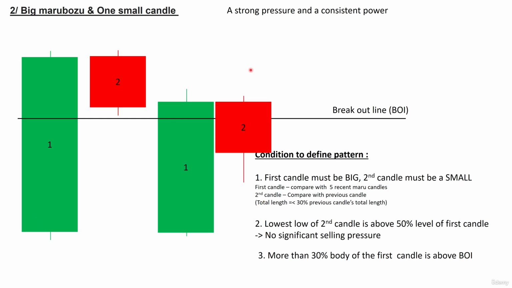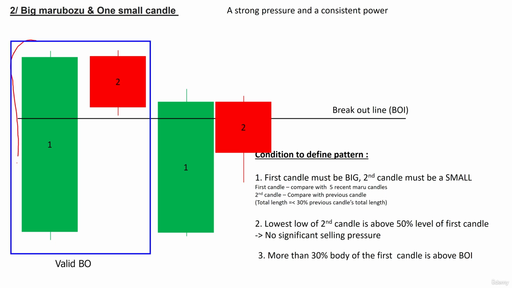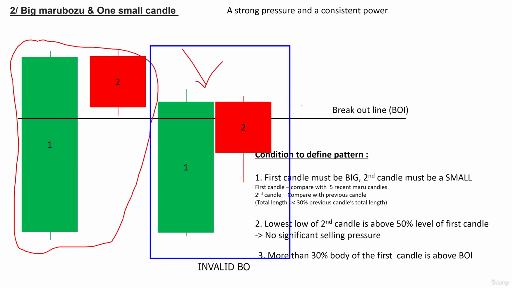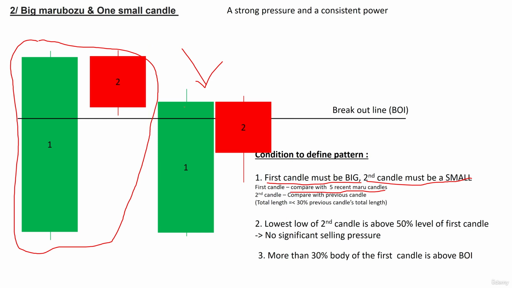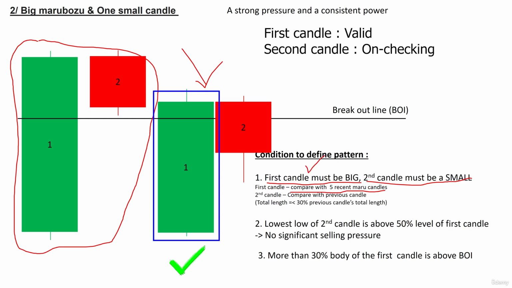For the second case, at this time, you can see right over here, we still have one valid pattern on the right side like this, to help you compare it to the failed pattern on the right side right here more easily. The first candle must be big, and the second candle must be small, because we don't have the Marubozu candle on the left side to compare with the first candle right over here. Therefore, I will assume that the first candle here is a big candle.